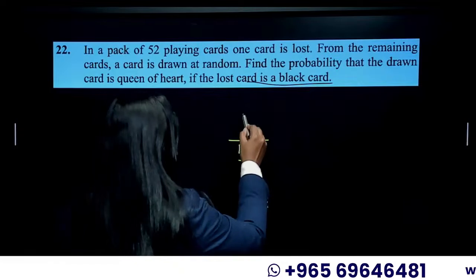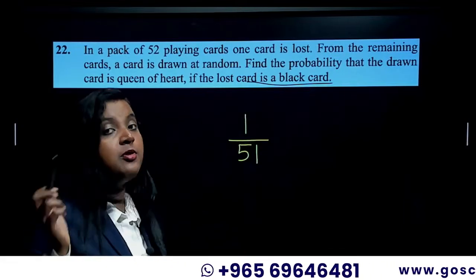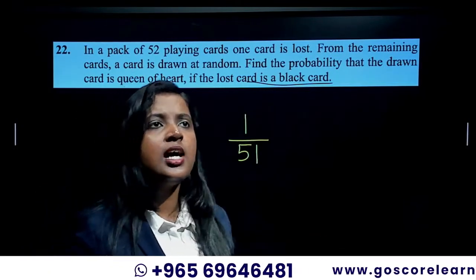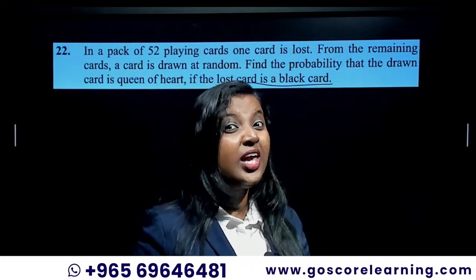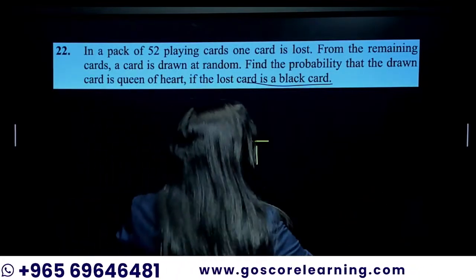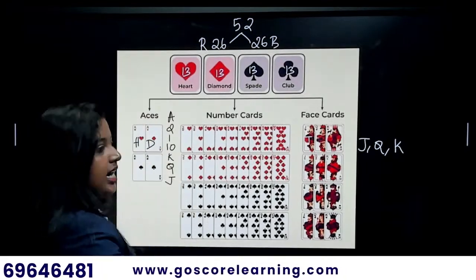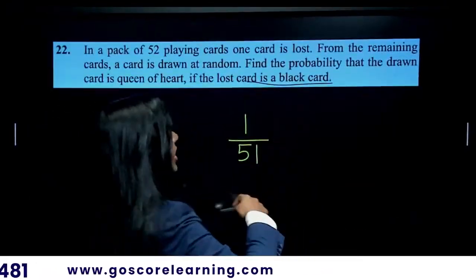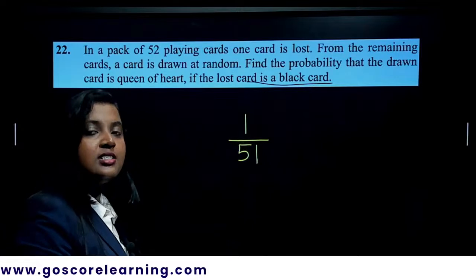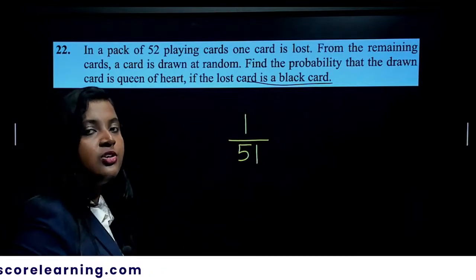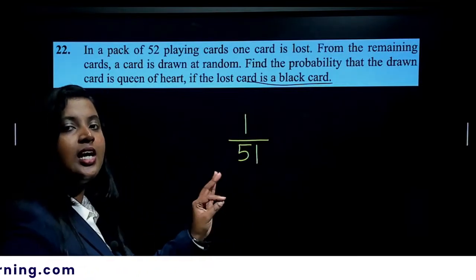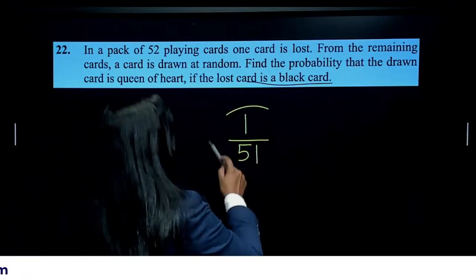Just one. Some of you may ask, what if the lost card is a queen? It's not the queen of heart, because the heart cards are red cards, and it is already mentioned that the lost card is a black card. So it is not a red card. So the queen of heart is safe there. So the answer is 1 by 51.